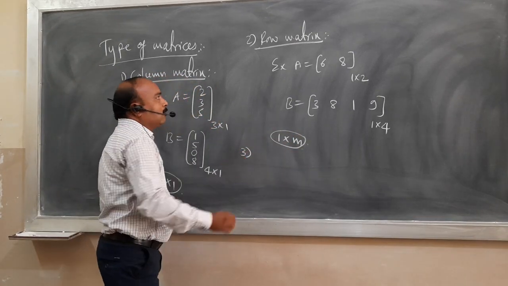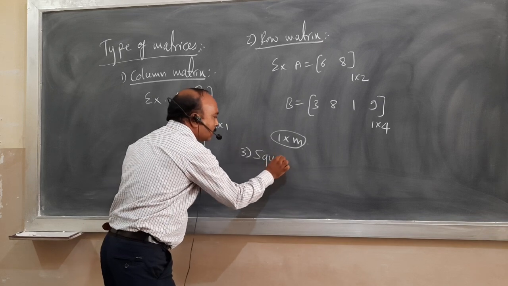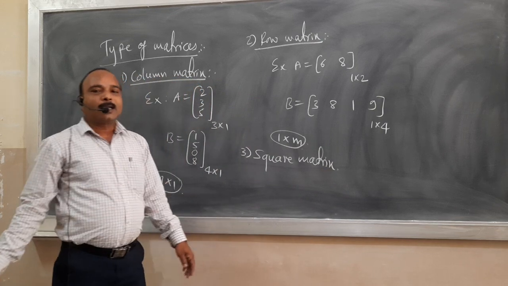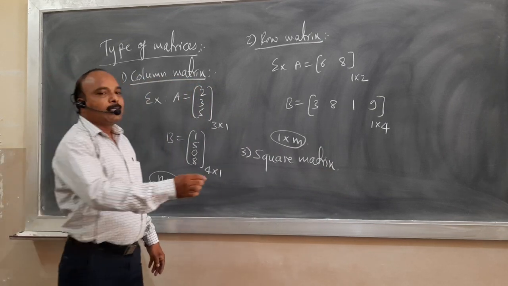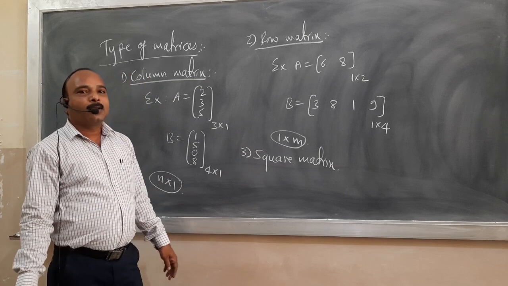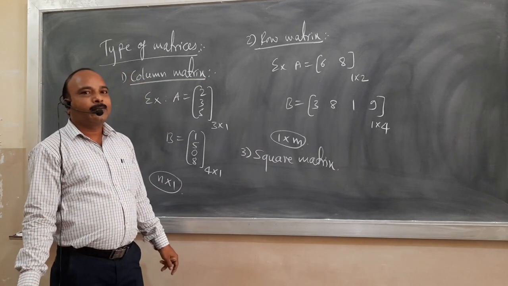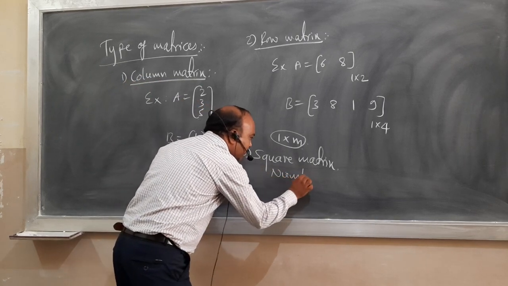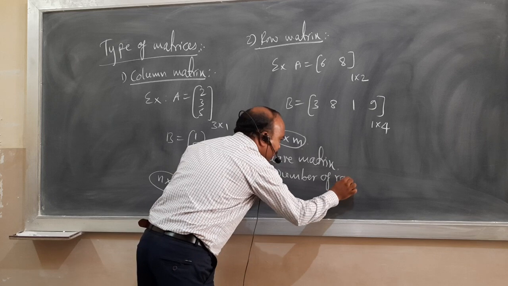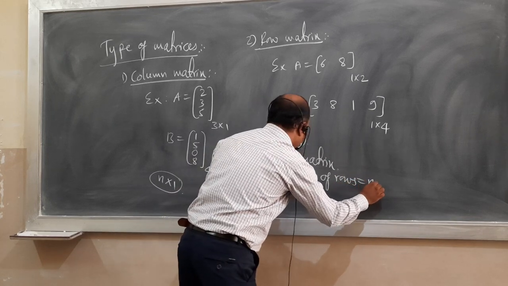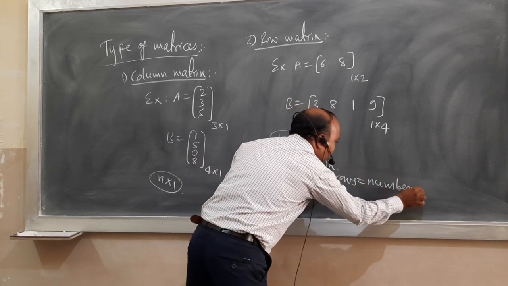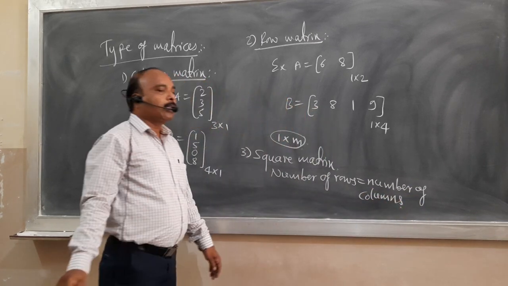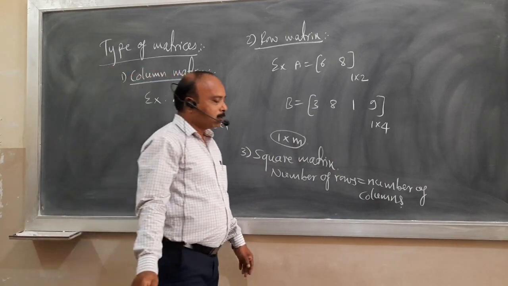Next, the third one, the square matrix. A matrix is said to be a square matrix if it has an equal number of rows and columns. That is, the number of rows equals the number of columns. Such a type of matrix is called a square matrix.